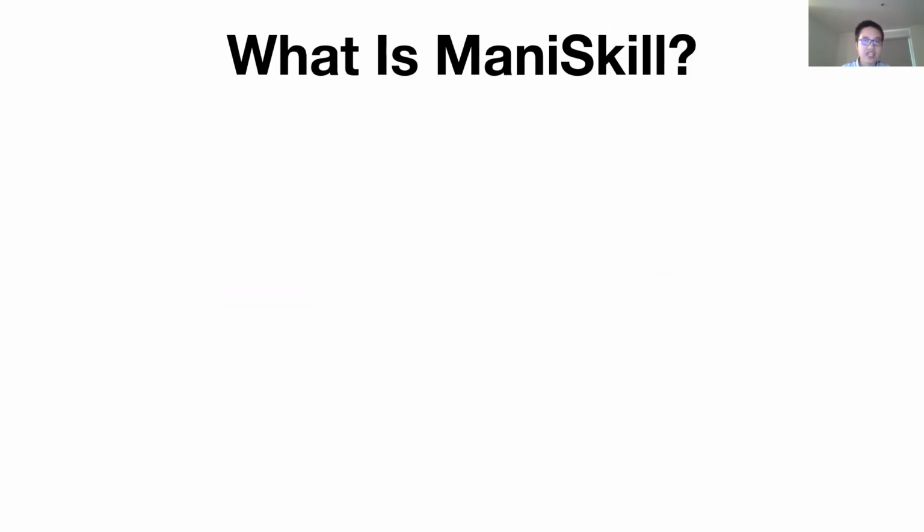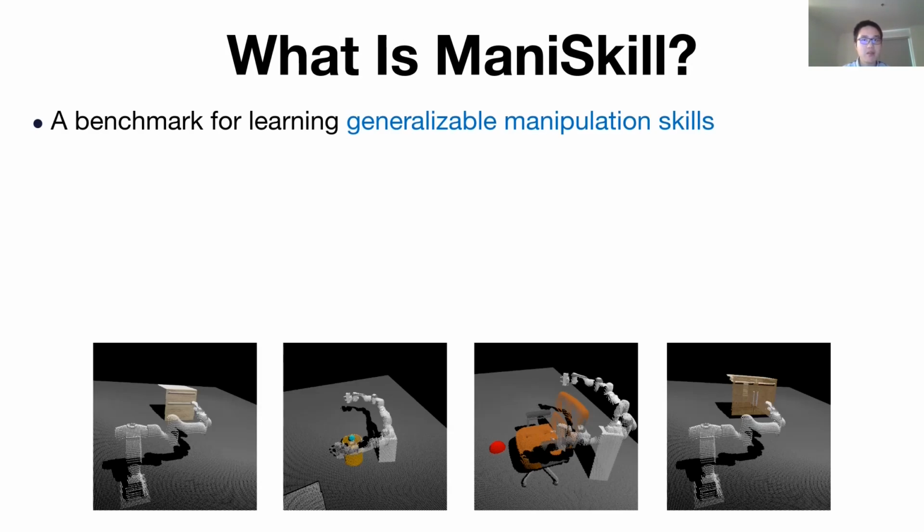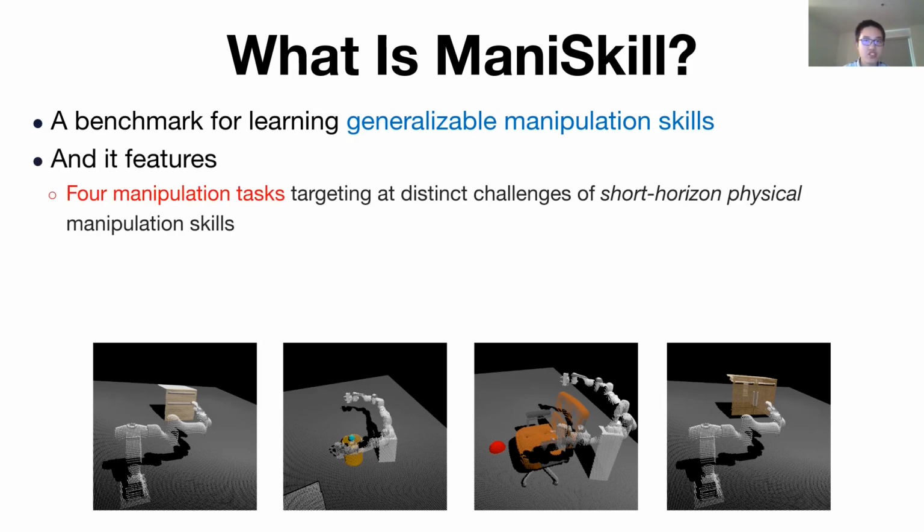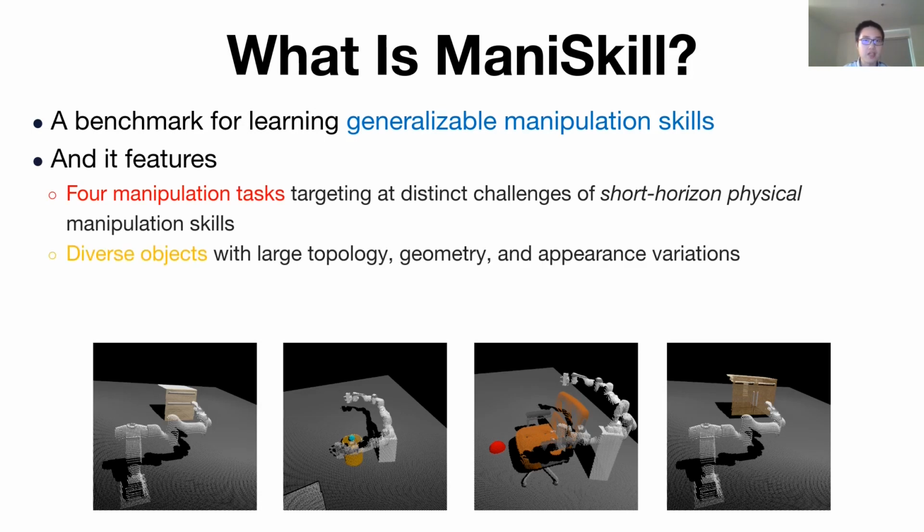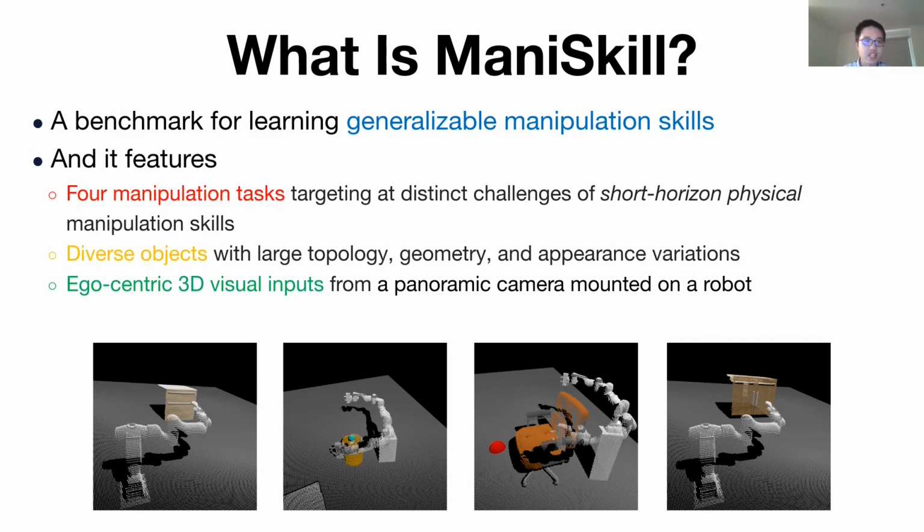Having explained the generalizable manipulation skills, now we can finally answer the question, what is ManiSkill? To summarize, ManiSkill is a benchmark for learning generalizable manipulation skills. It features 4 challenging manipulation tasks, diverse articulated objects, egocentric 3D visual inputs, and large-scale demonstrations. Let's dive into the details about each feature one by one.